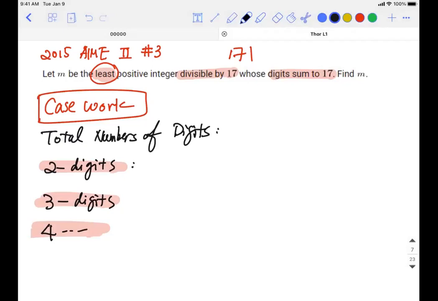After I list out all the casework, let's do some enumeration, because casework and enumeration are always together. You list them out one by one. Who can tell me what are the numbers divisible by 17 that have 2 digits for sure? And do we have any of these numbers where the total digit sum is 17?